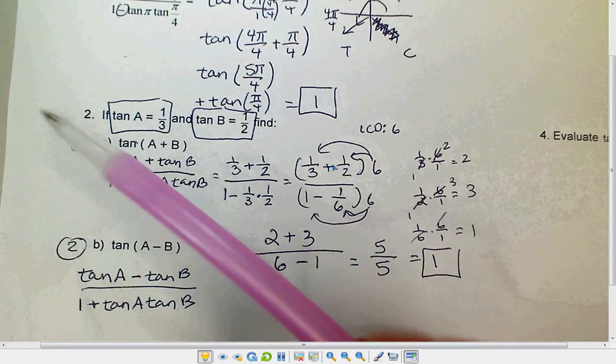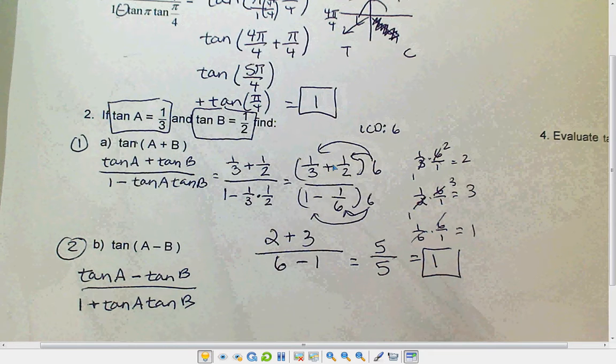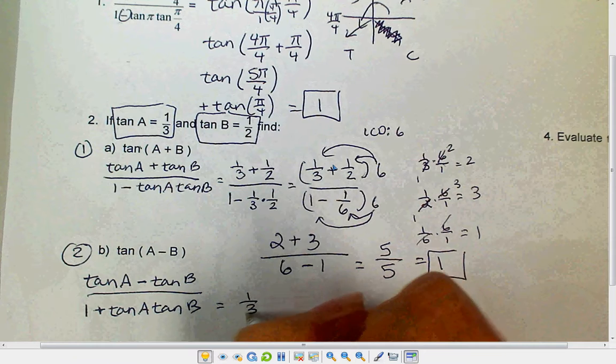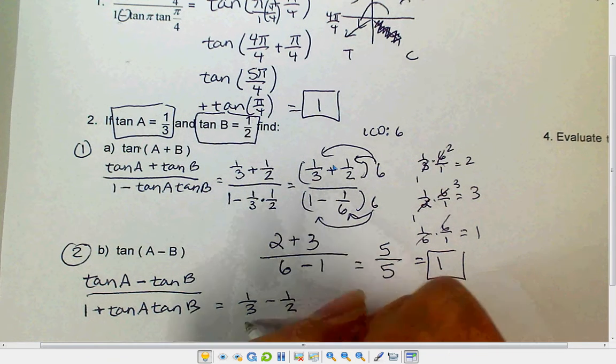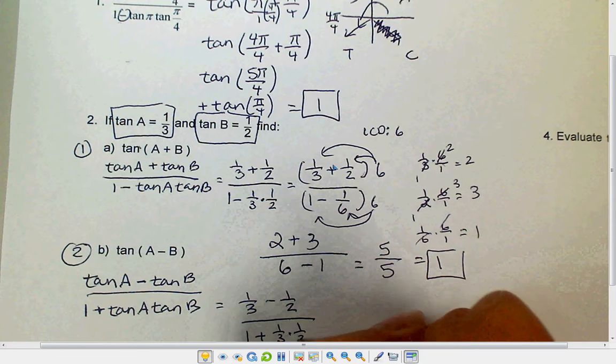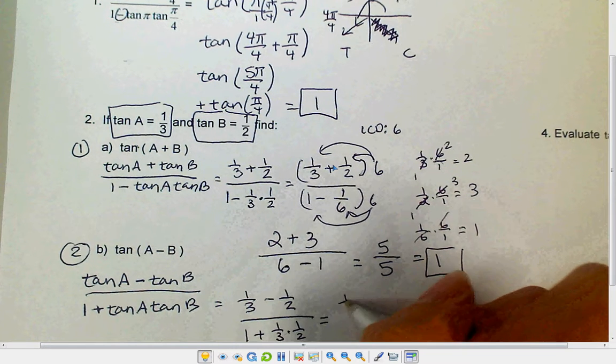So since this is the same problem, this is still number 2, we're replacing them with the same numbers. So we still have 1/3, but now we're subtracting 1/2. 1 plus 1/3 times 1/2, which again we can simplify and make 1/6.